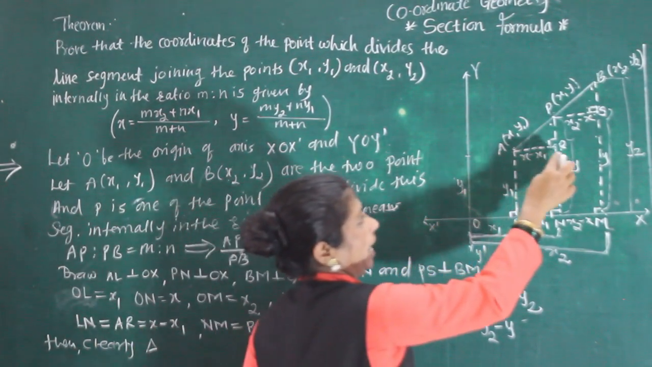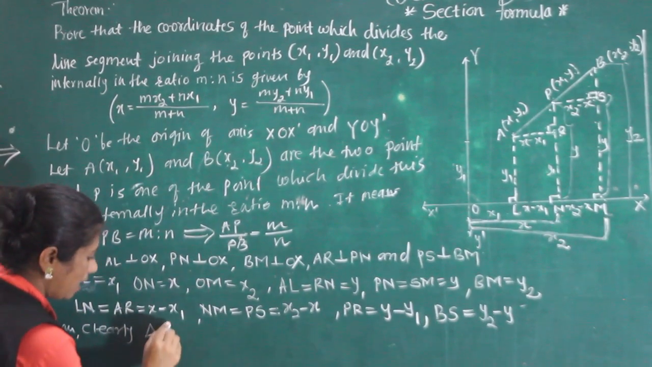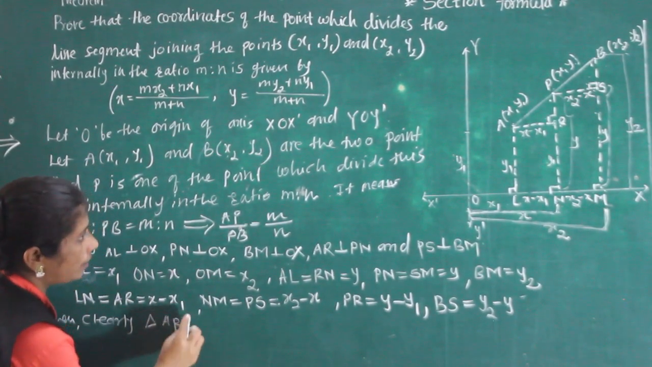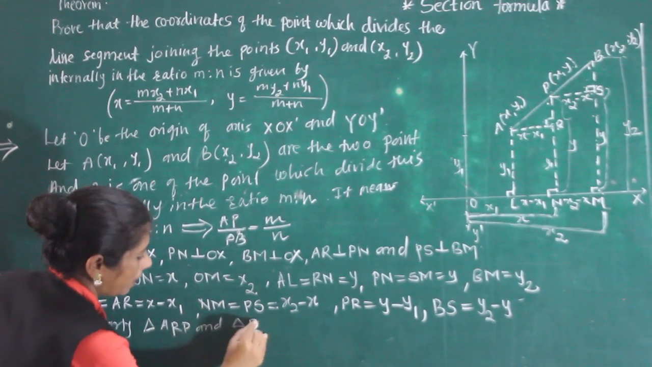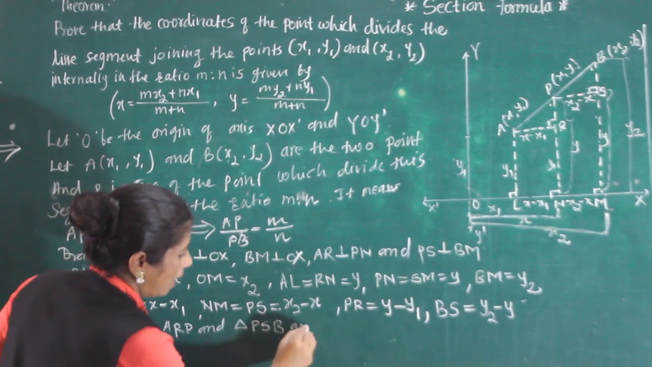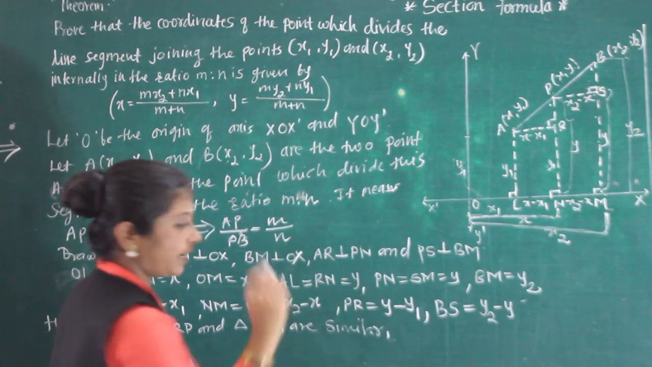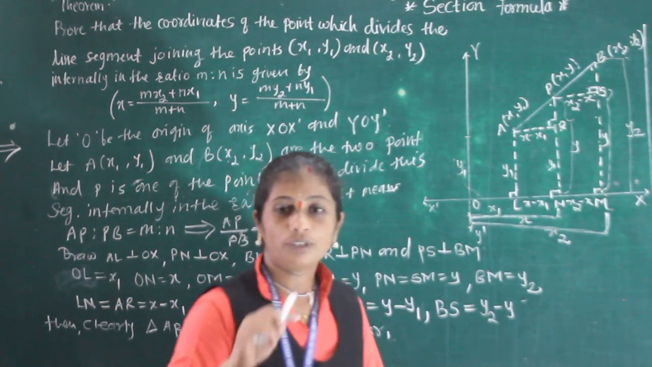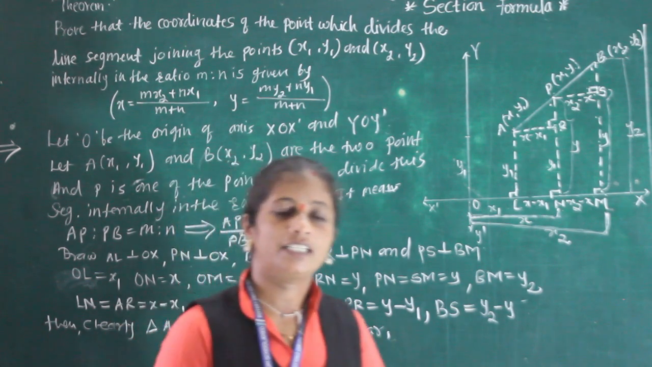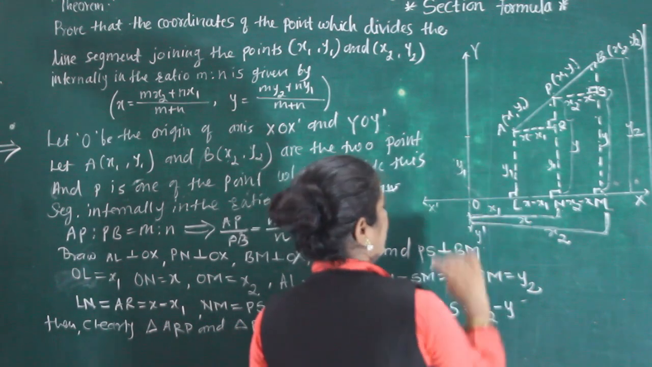These two triangles, triangle ARP and triangle PSB, are similar. By which criteria? AA similarity criteria. So when the two triangles are similar, then we can write the ratio of their corresponding sides, right? So sides are in proportion.